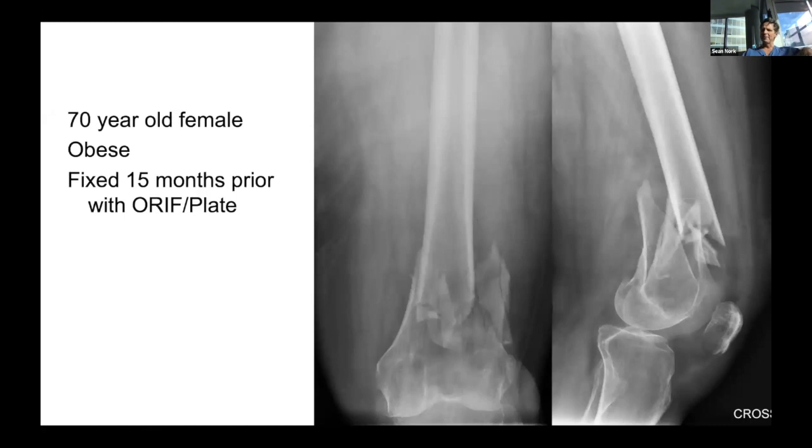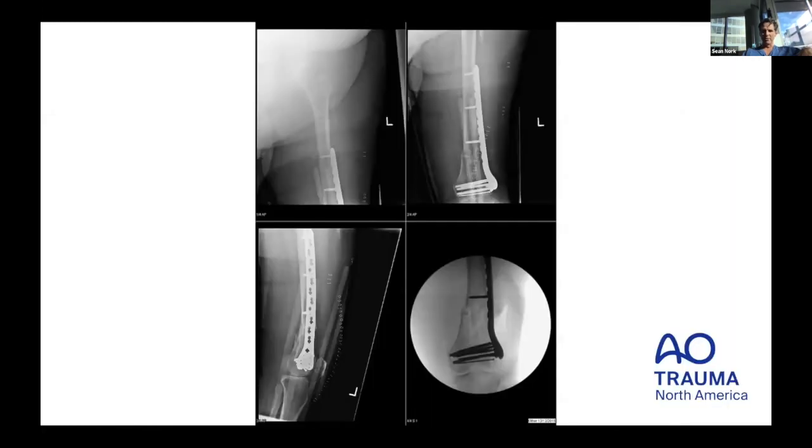A little bit of a different pattern. This got sent in a little over a year after being fixed. So I think a reasonable fixation construct. Right, this is a very comminuted metaphyseal fracture. I know Mara is sitting there saying nail, nail. I would not argue with that, Dr. Schenker. That would be a very good strategy for this.